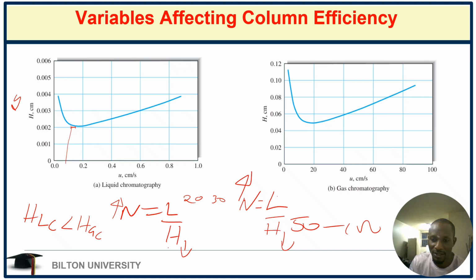But it is contradictory because of the length of the column in LC, which is very small. And if the length of the column is very small, it means it's going to have a low number of theoretical plates, so even if the plate height is very small, the separation is not going to be as efficient as it will be in GC, which has a longer column length, meaning more theoretical plates. So even if the plate height is a little bit big, because of the effect of the length of the column, which is big, it's going to have more theoretical plates, and it's going to increase column efficiency.